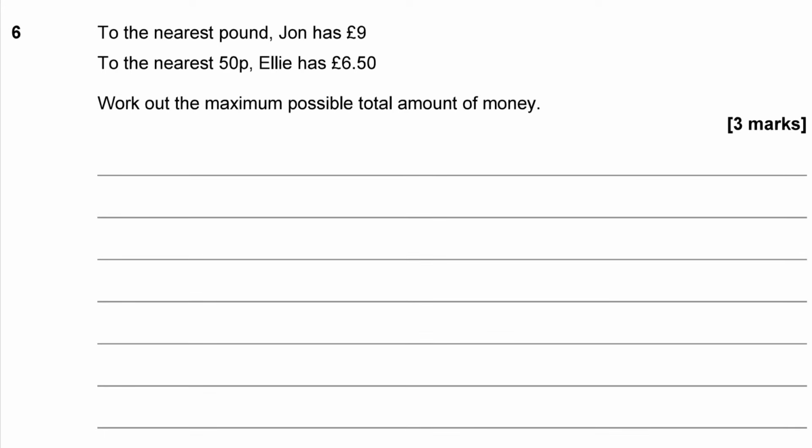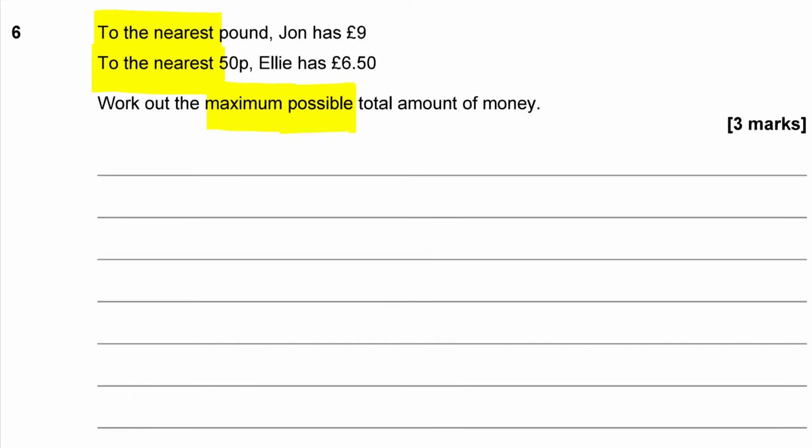Question 6. To the nearest pound, John has £9. To the nearest 50p, Ellie has £6.50. Work out the maximum possible amount of money. There's a couple of clues in here that this is not a straightforward question, actually a limits of accuracy question. 'To the nearest' should indicate that it's going to be a limits of accuracy question, and also where you're being asked about maximum possible or minimum possible amounts, you're likely to be in a limits of accuracy question.